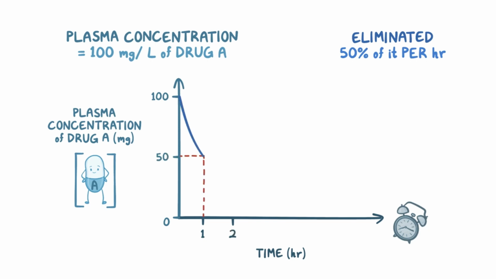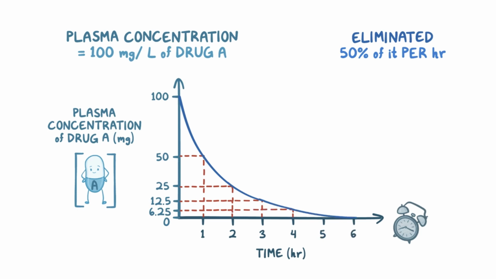Then, the second hour will eliminate 50% of what's left, so we'll go from 50 milligrams per liter to 25 milligrams per liter. And then the third hour will go from 25 to 12.5 milligrams per liter, and the fourth hour from 12.5 to 6.25 milligrams per liter, and so on. And the curve that's formed shows that there's an exponential decrease in the plasma concentration of that medication.